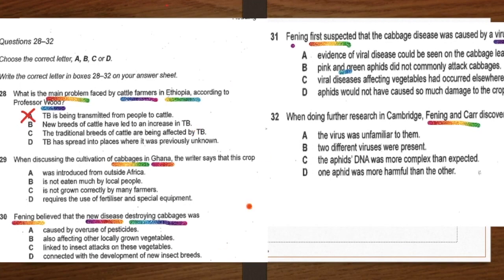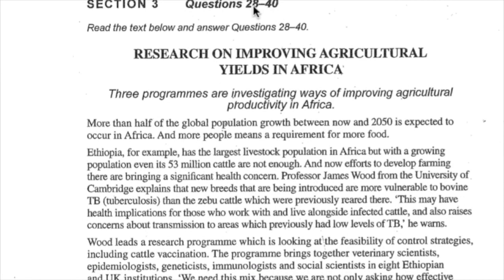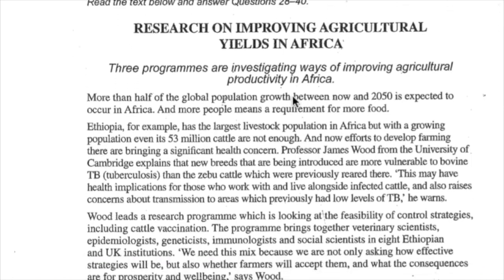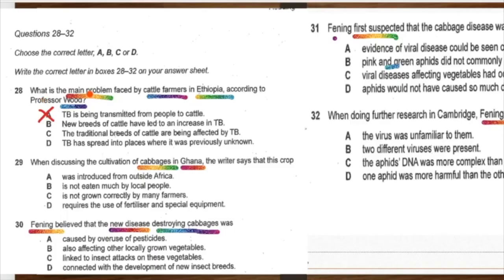In a way, we have got some idea of what the passage is about, right? So let's go to the passage now. It's from section 3. This is the longest passage. So from 28 to 40, about 12 questions are based on this passage only. Three programs are investigating ways of improving agricultural productivity in Africa. The question is, what is the main problem faced by farmers in Ethiopia according to Professor Wood?